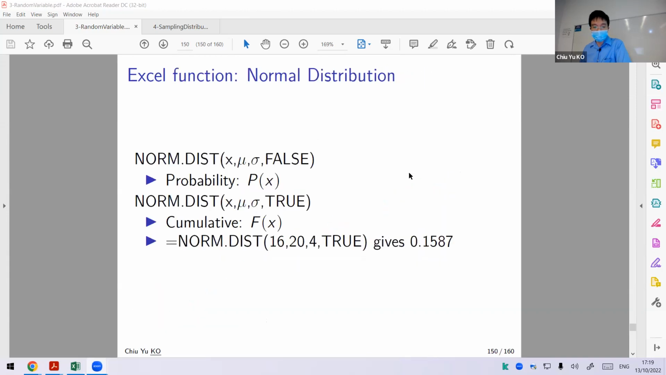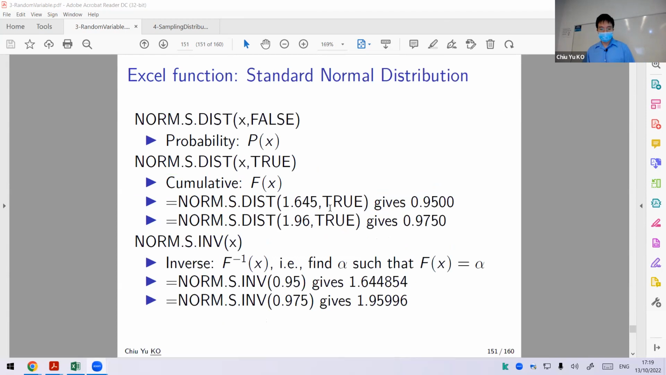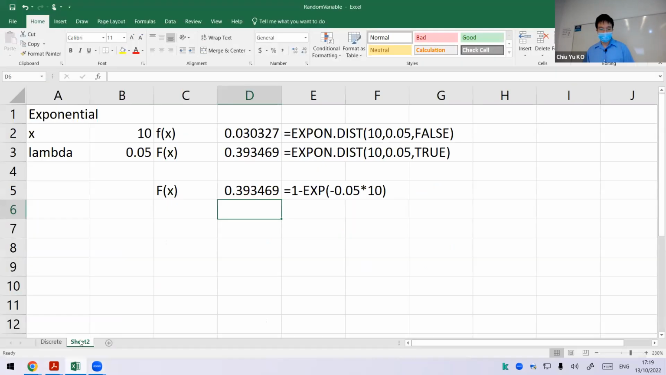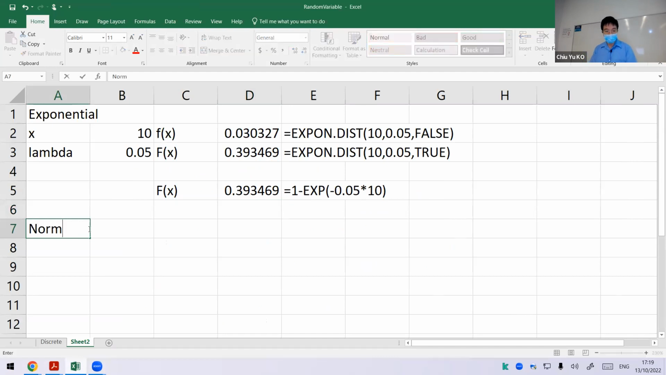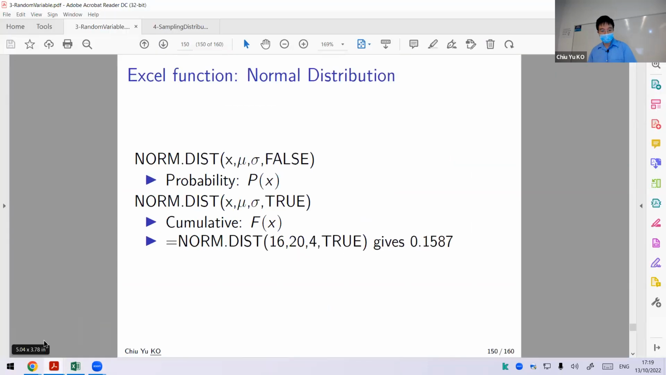Finally, I think we should talk about this most important one, the normal. Again, there's a typo for F. NORM.DIST is something that you will use very often. Okay. And for normal, I think we have X.